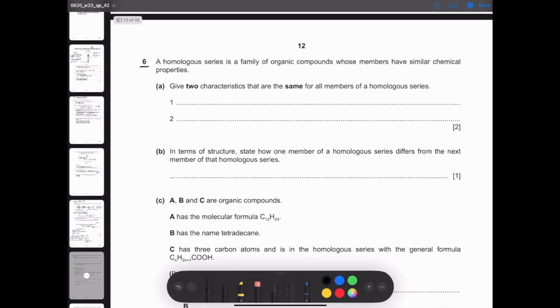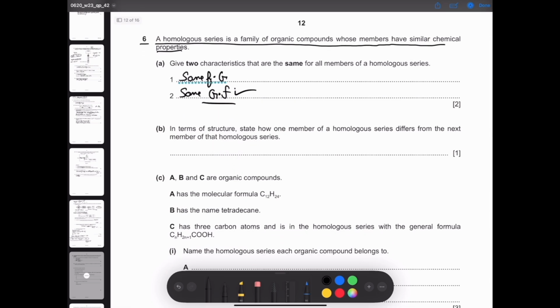Question number 6, last question of this paper. A homologous series is a family of organic compounds whose members have similar chemical properties. Give two other characteristics that are same for homologous series. See, chemical properties they have already mentioned. We know that functional group is the same. So you can mention they have same functional group and same general formula. Do not write in short form, write in full form.